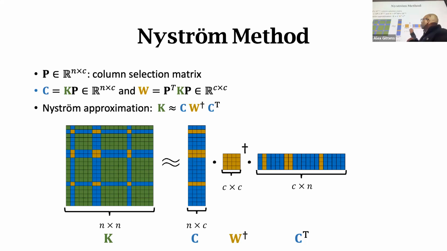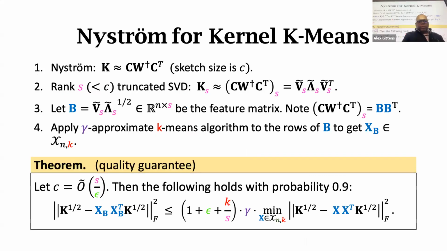Nice thing is we really need to compare all of our endpoints only to C other points. C here is the number of landmark points, the number of columns we select. So we reduce from this n squared computation to n times C to approximate our kernel matrix. So here is the idea of using Nystrom for kernel k-means.